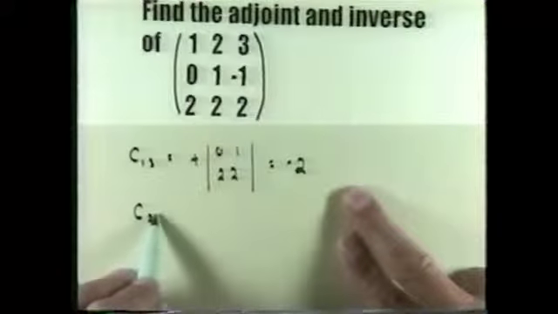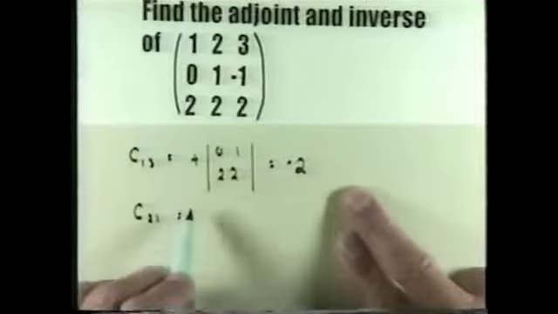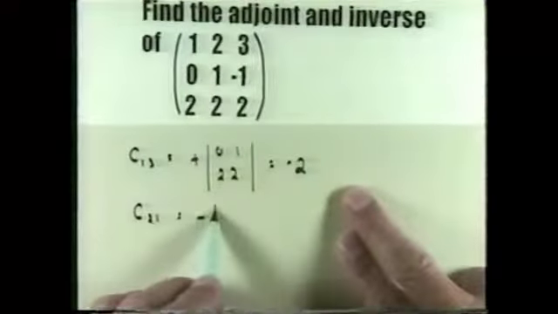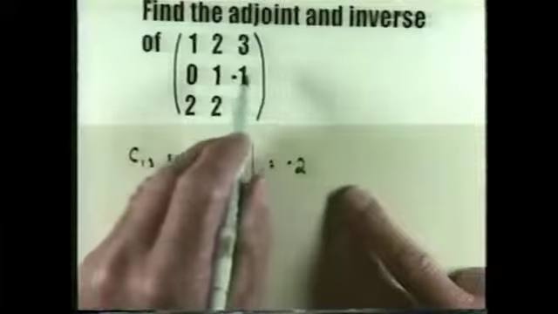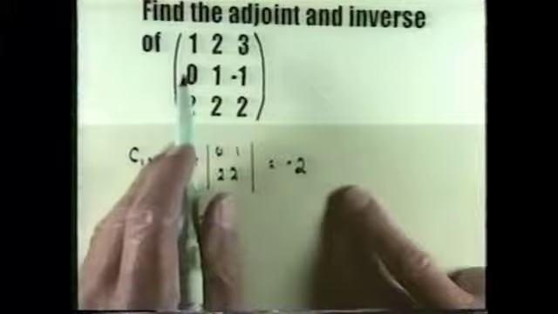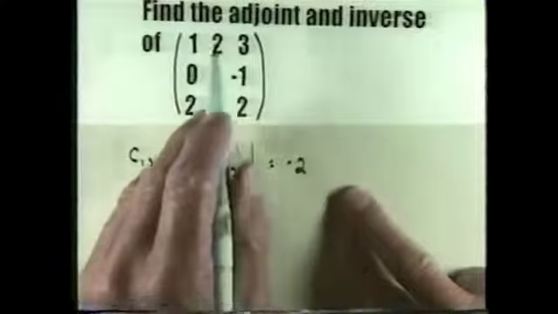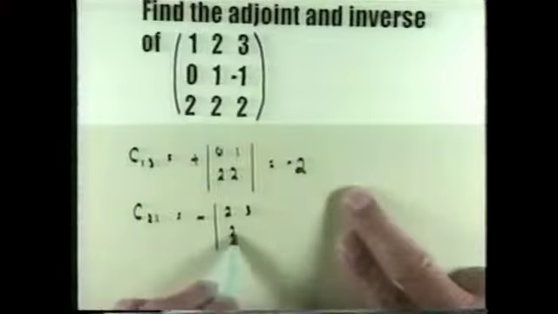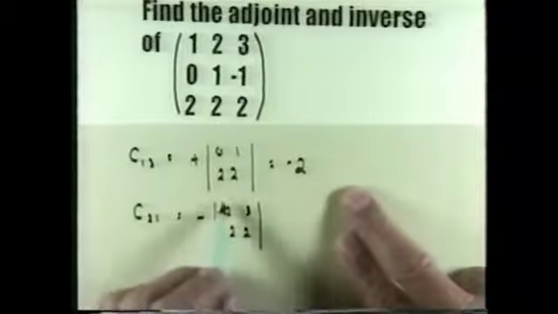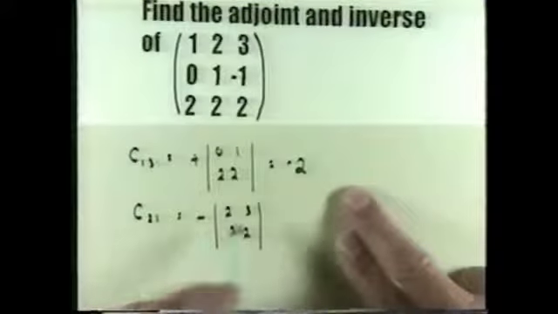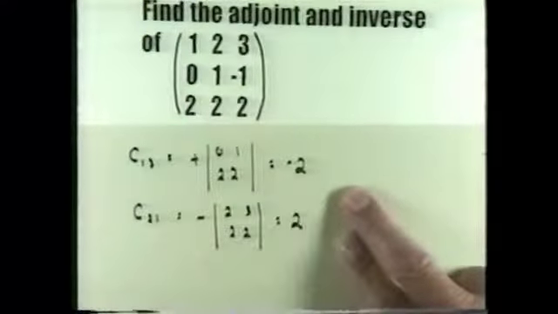C of 2, 1. 2 plus 1 is 3. Negative 1 cubed is negative, so it's going to be a negative. And take out row 2, column 1. So I have 2, 3, 2, 2. Four minus 6 is negative 2, but the opposite of negative 2 is positive 2.